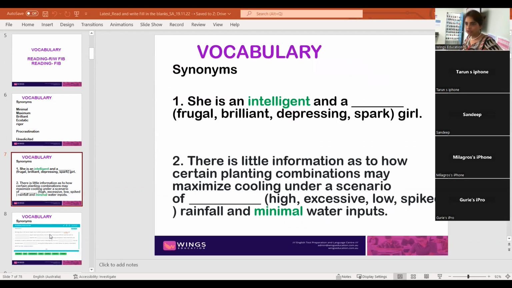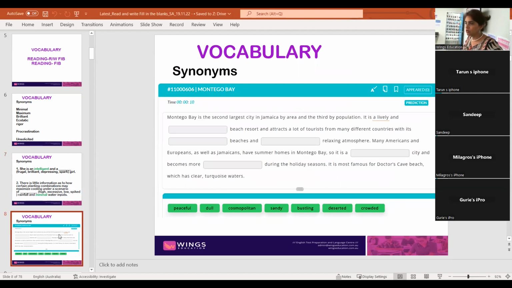So, real life question. Sandeep and Alexandra have attended my class too. Tarun, turn on your mic and tell me, what do you think would be the answer for this one? It is a lively and something beach resort. What kind of beach resort? There are some adjectives. So lively is an adjective. Adjective means words that describe nouns. So which word am I looking for, Tarun? The word is going to be the synonym for lively.